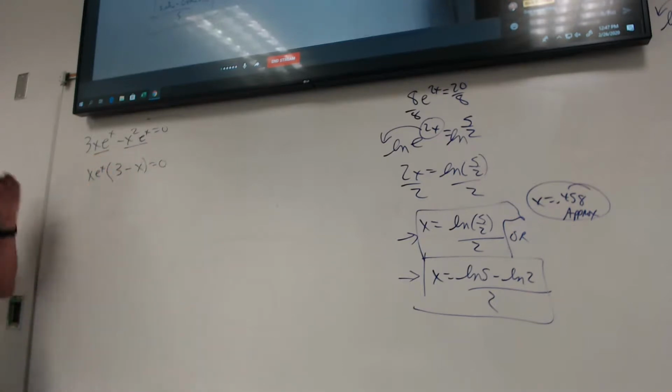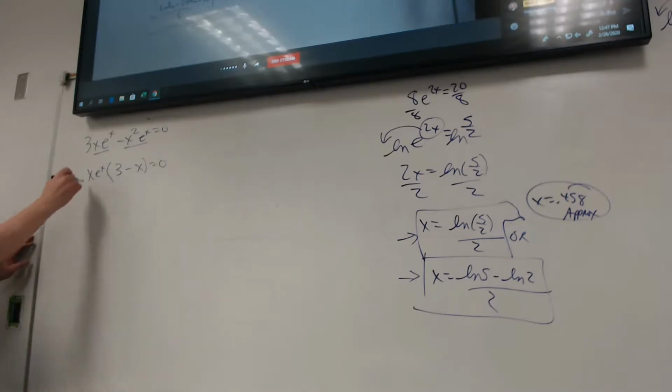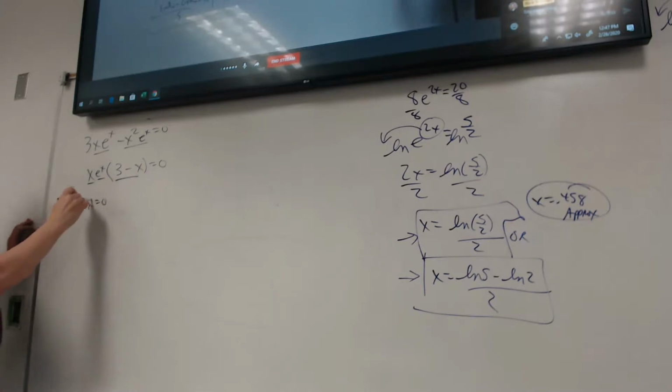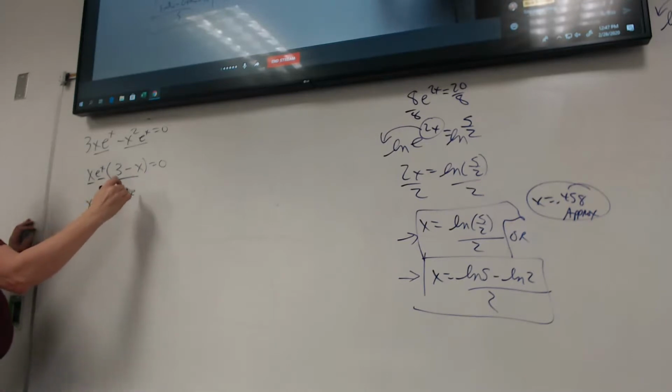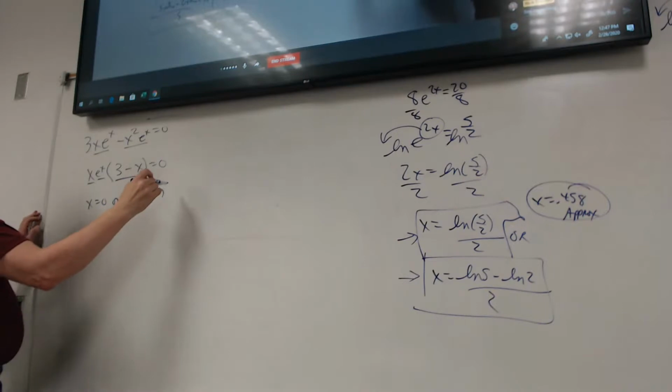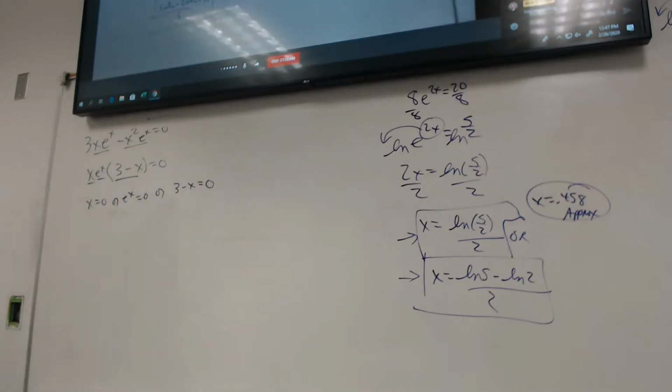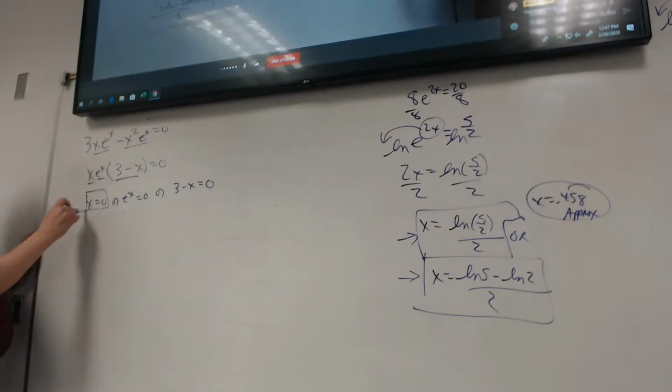Equals 0. Okay? So essentially, I've got three different factors here, right? So either x equals 0, or e to the x equals 0, or 3 minus x equals 0. You see that now? Okay, well, that's already solved. We'll check our answer in just a minute.